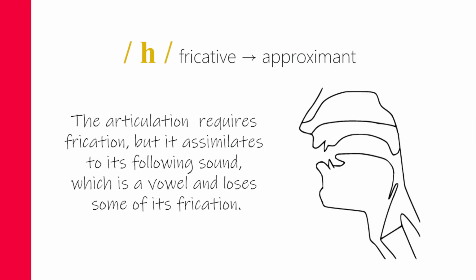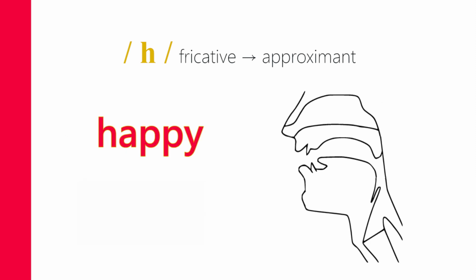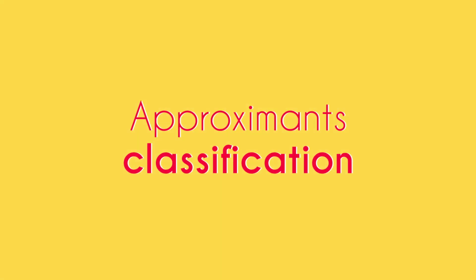If you look at the sound ha in English, you would see that it's a voiceless glottal fricative. But what happens in real contexts in English is that a lot of times the consonant ha, which is a fricative, is pronounced like an approximant because it merges with its following vowel. For example, in the word happy or hat, the distance between the articulators during the articulation of ha is increased in a way that the distance would be more like the distance for an approximant than a fricative.